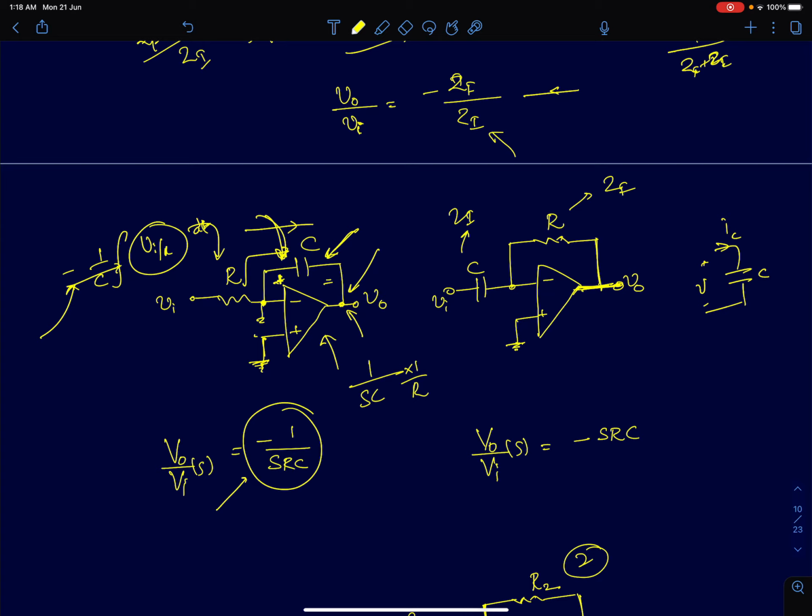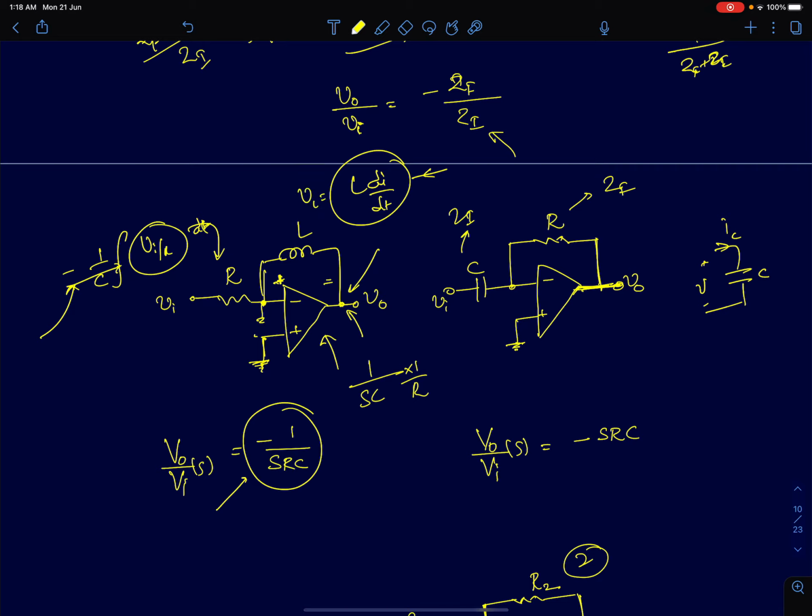So in the same way, if I want to build a differentiator, I can just replace this capacitor with an inductor. If I replace the capacitor with an inductor, we know the voltage across an inductor is nothing but L into di by dt. So it's nothing but the derivative of the current flowing through that. So if I generate a current proportional to the input voltage, then the voltage across the inductor will be proportional to the derivative of the input voltage.